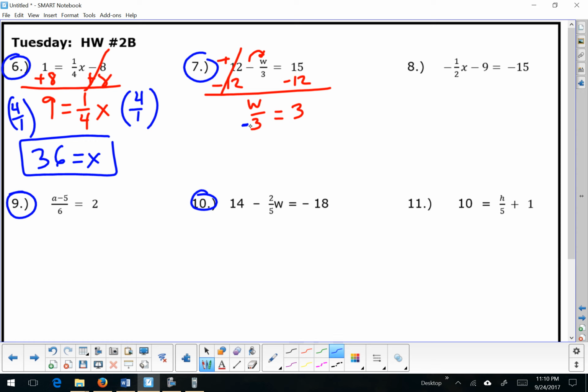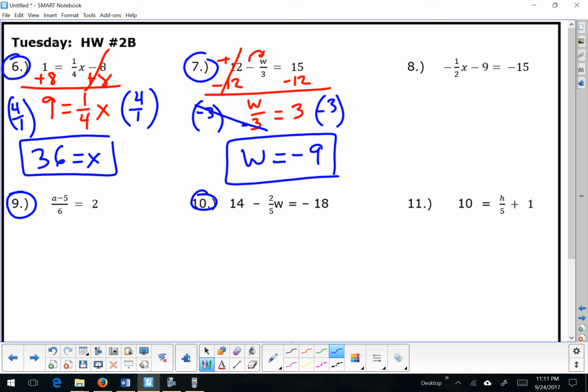And by moving it down here with the 3, when I multiply by the reciprocal, which is negative 3 over 1, right? Negative 3 over 1, or multiply by negative 3, I will clear that negative sign as well. And that gives me negative 9 as my final answer.